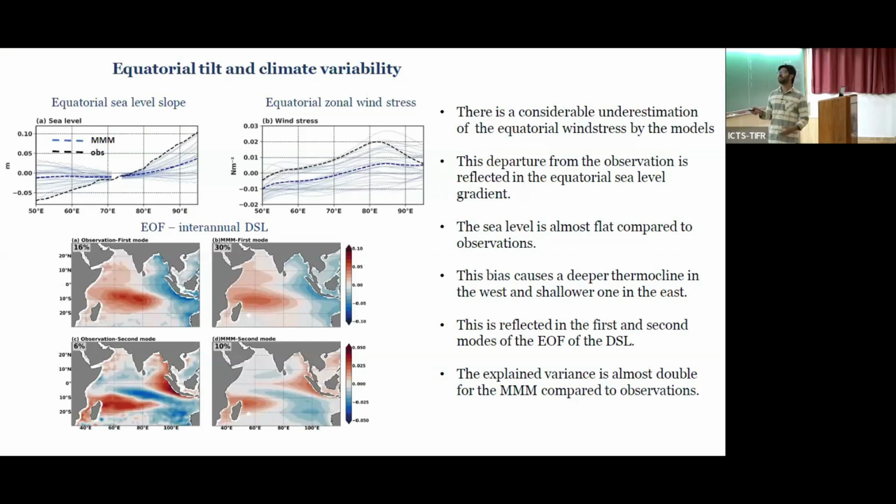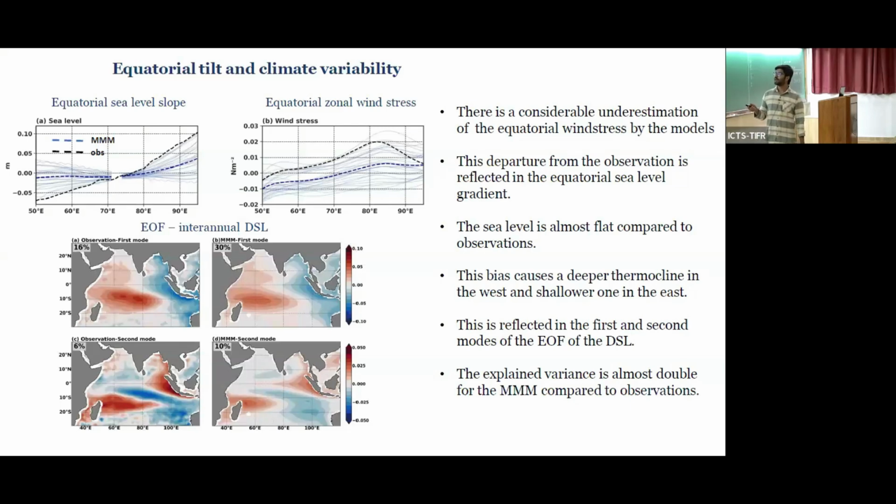And another main feature we look at in the Indian Ocean is the equatorial sea level slope, because the Indian Ocean is mainly influenced by climatic modes such as El Nino, IOD, and so on. So the equatorial sea level slope needs to be properly represented for a good representation of these climatic modes. This is basically the sea level averaged over 2 degrees north to 2 degrees south, and we can see that for the multimodel mean, this sea level slope is almost non-existent for most of the parts. So this basically biases the models towards an IOD state.